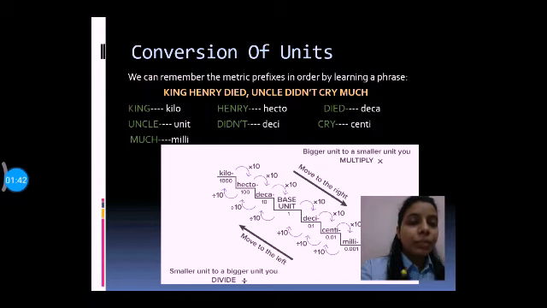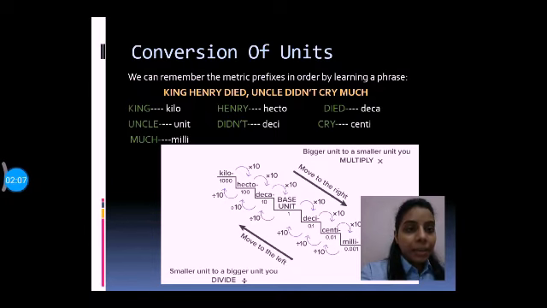Again the same process will be followed for moving in the downward direction. If we move in the downward direction, if we convert from a bigger to a smaller unit, then we do the multiplication. And for moving in the upward direction, that means if we want to convert a smaller unit into a bigger one, then we do the division. For each step again, either we have to multiply by 10 or divide by 10.